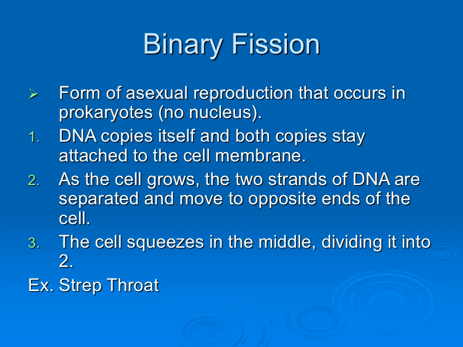So binary fission is a form of asexual reproduction that occurs in prokaryotes. We just went over that, and there's no nucleus. The DNA is just hanging out in the cytoplasm. So the DNA copies itself, and then both copies stay attached to the cell membrane. As the cell grows, the two strands of DNA are separated and move to opposite ends of the cell. Then the cell squeezes in the middle and divides into two. That's very similar to cytokinesis.